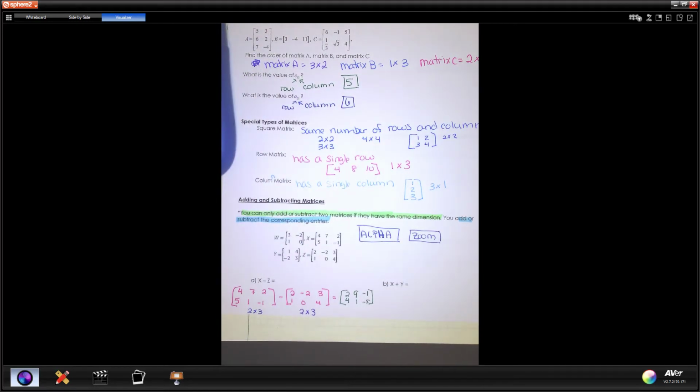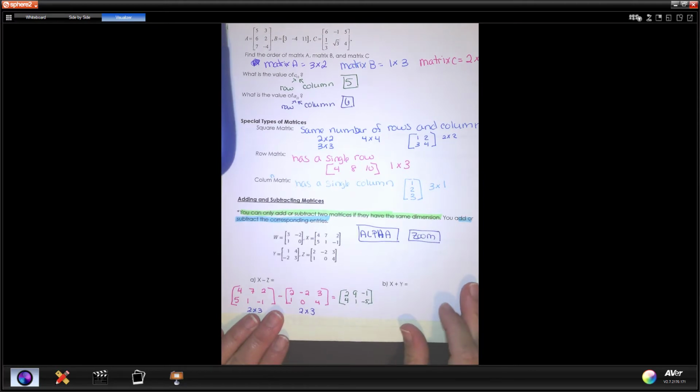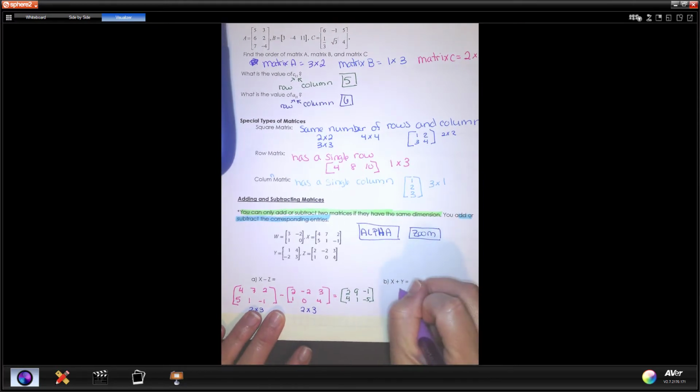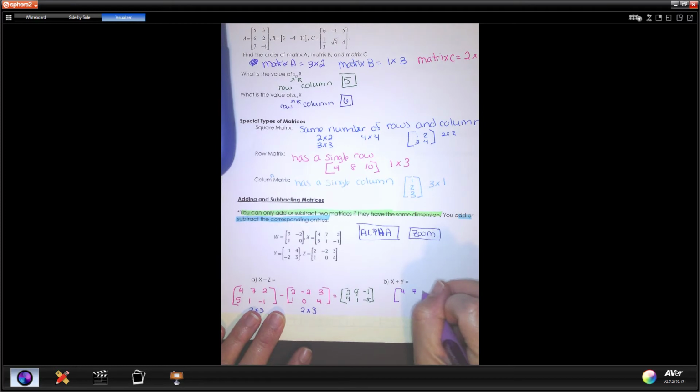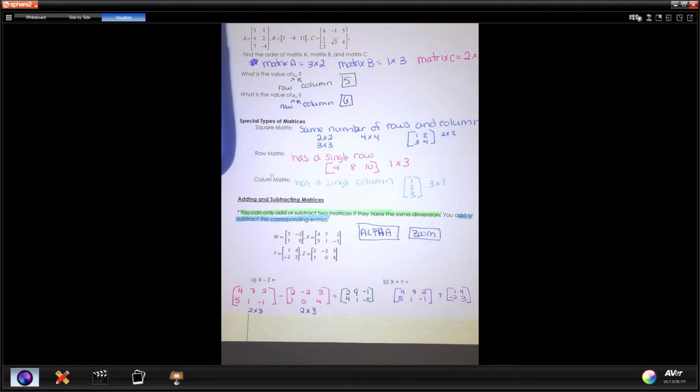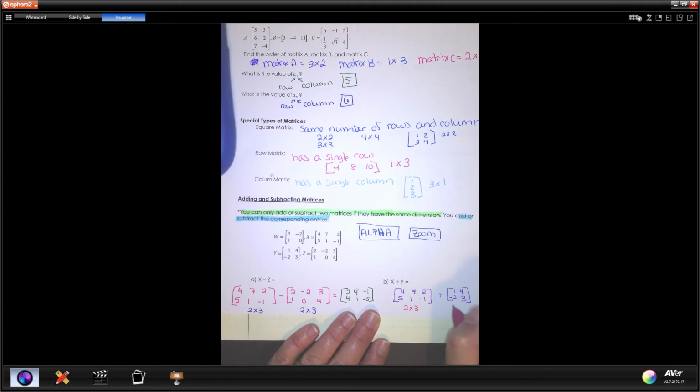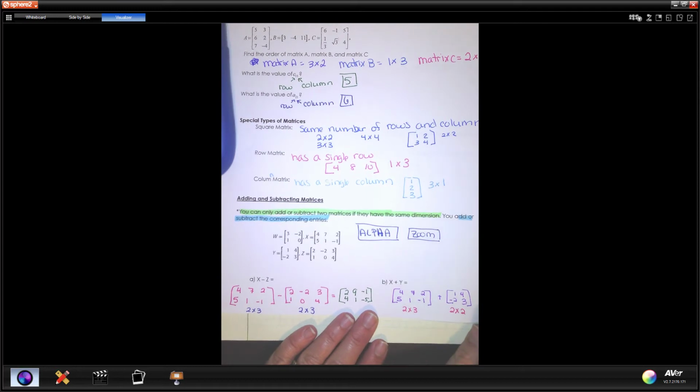And it says we want to add matrix X plus matrix Y. So matrix X, that happens to be 4, 7, 2, 5, 1, negative 1. And we want to add that to matrix Y, 1, 4, negative 2, and 3. If we wanted to go ahead and try to add those together, notice this is a 2 by 3 and this is a 2 by 2.